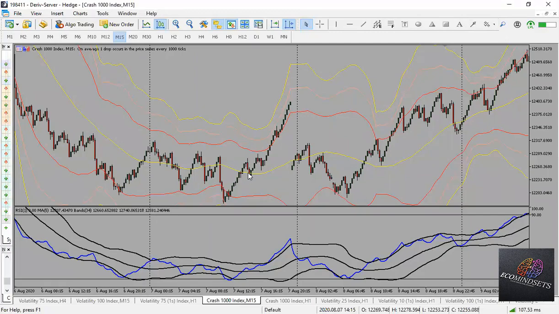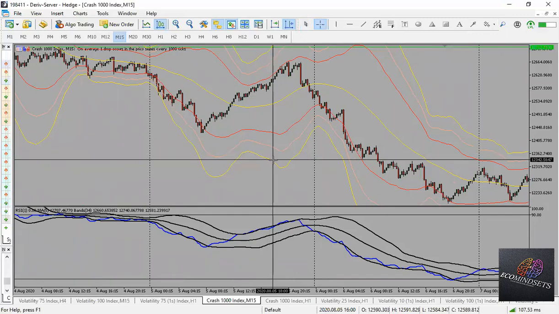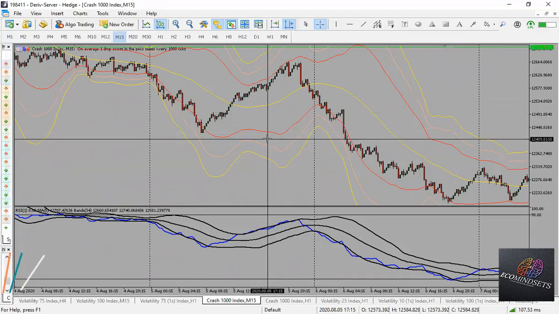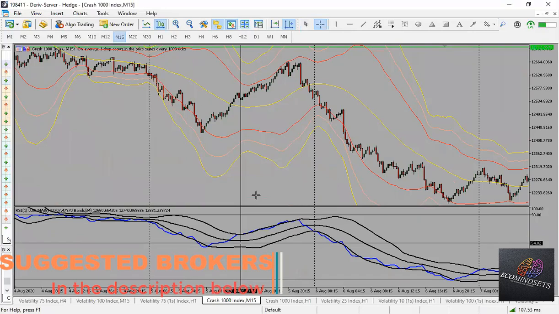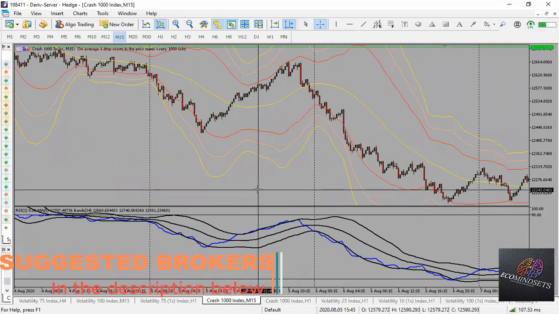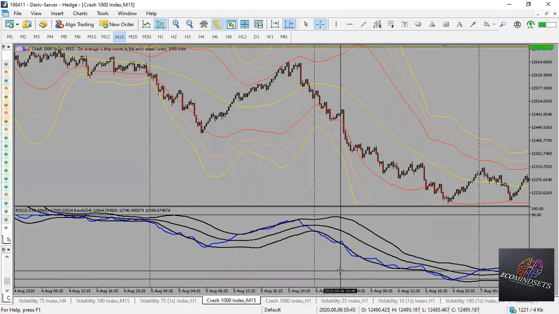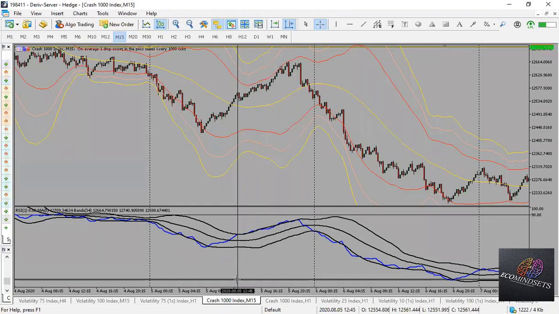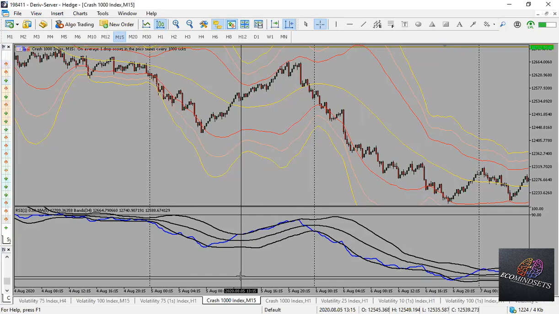We have understood, it's very simple. Is the strategy for only crash and boom 1,000? No, you can use it on boom 500. You can use it on crash 500. In fact, you can even use it on NASDAQ. You can use it on volatility pairs, other volatility pairs. So it's not only for boom 1,000 and crash 1,000. I'm just using them as an example.